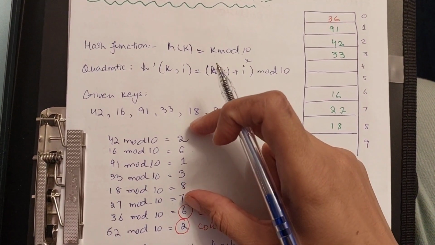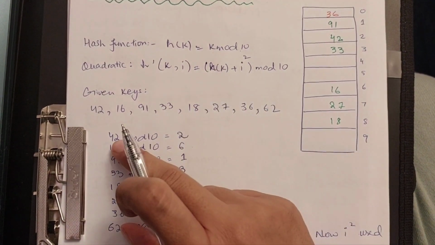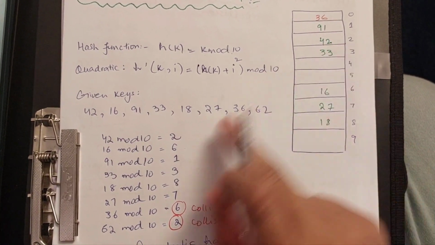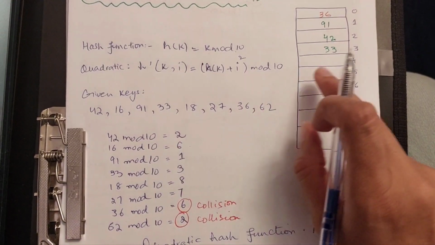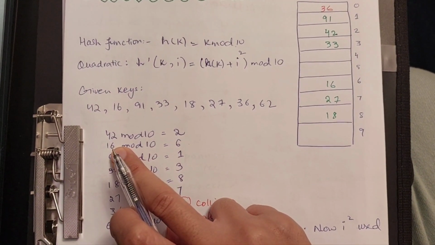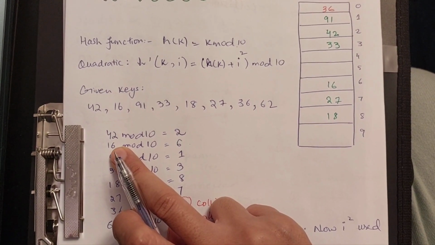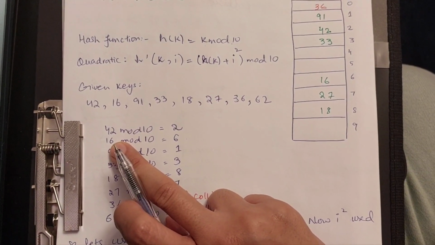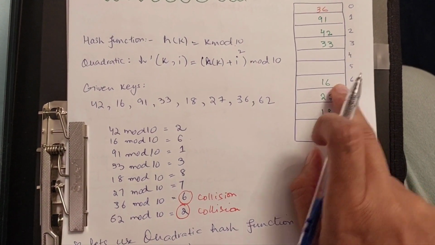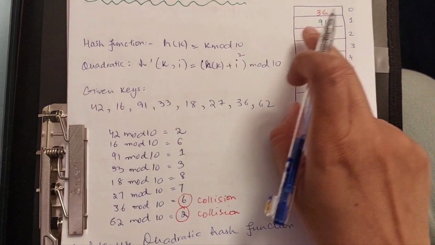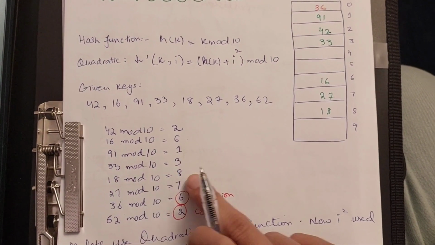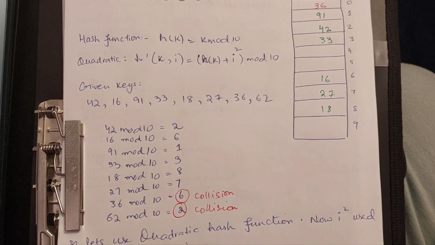Okay, so the first few numbers will be inserted as they are. 42 is inserted into location 2 of this table. 16 is inserted into location 6. So whenever someone asks you for this number 16, or for the student who has registration number 16, you will simply go and look into the sixth entry of this database. Similarly, 91 is stored in location 1, 33 is stored in location 3, 18 is stored in location 8 and 27 is stored in location 7.